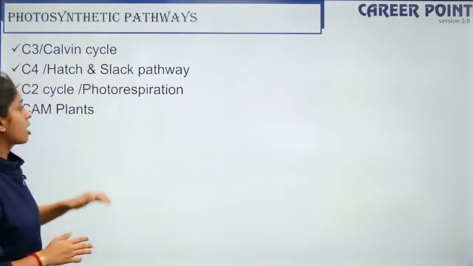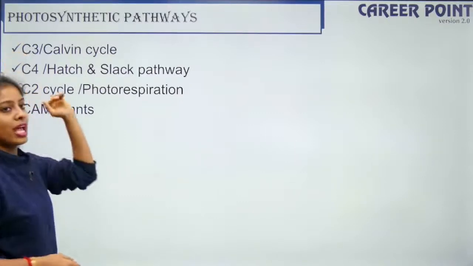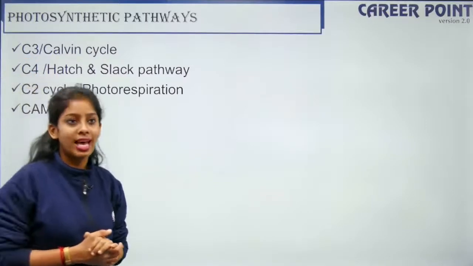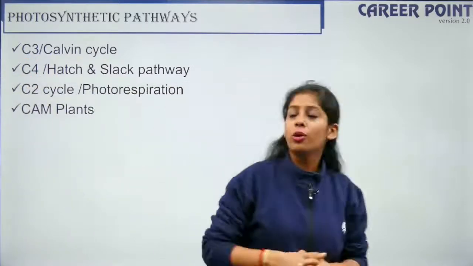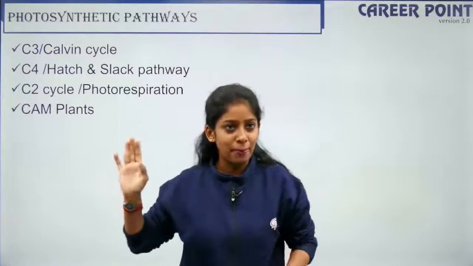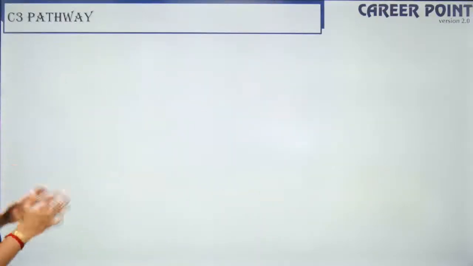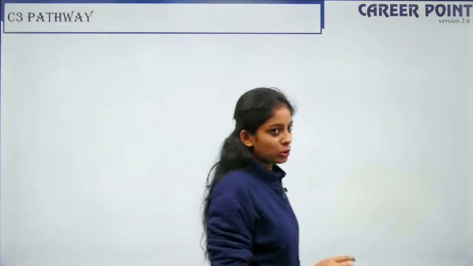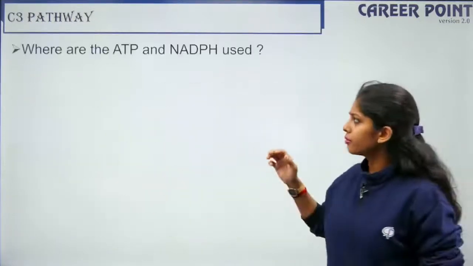Today we'll talk about your C3 pathway and the C4 pathway. The C3 pathway is also called the Calvin cycle. The C4 pathway is also called the Hatch and Slack pathway. All right, so we start with the C3 pathway. What you have to understand in the C3 pathway is what I'm going to tell you.